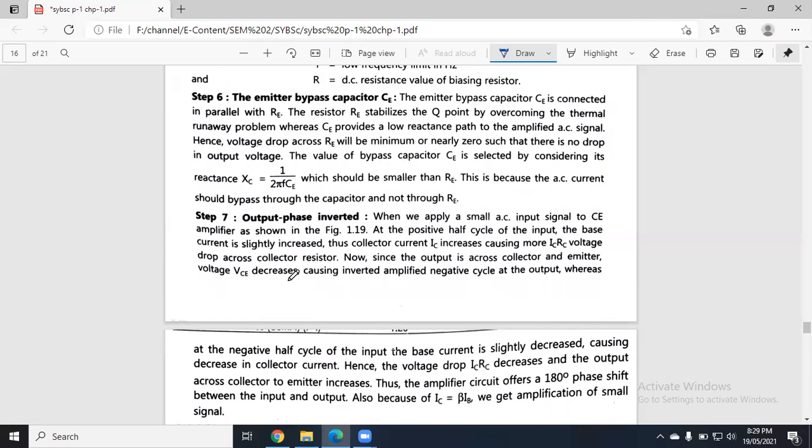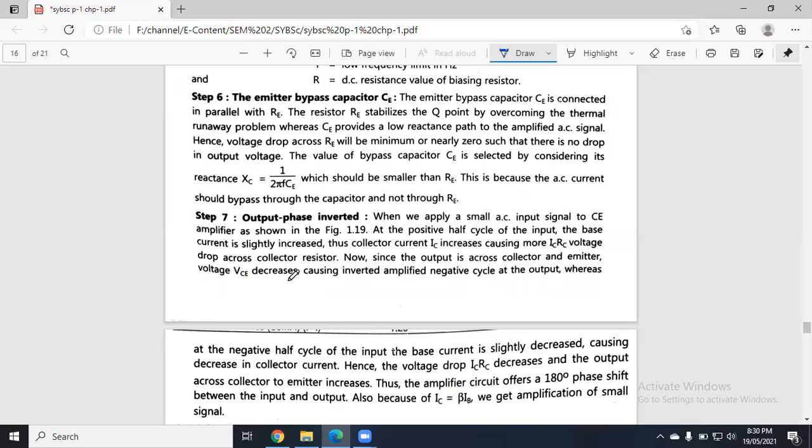Whereas at the negative half cycle, what is going to happen? So in the positive half cycle, what happens? Whenever we apply input, base current increases. As base current increases, collector current also increases. Because we know, in a transistor, what is the function of the base? It will transfer all the electrons which are coming from the emitter.